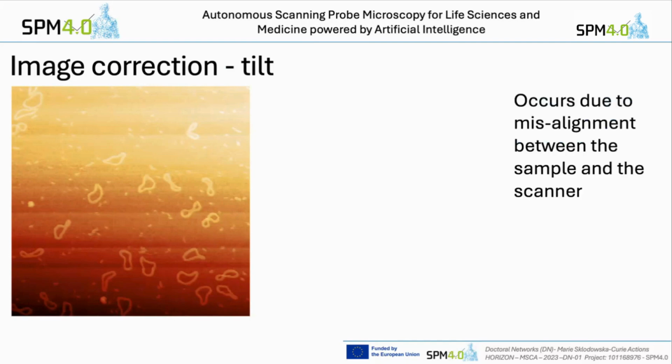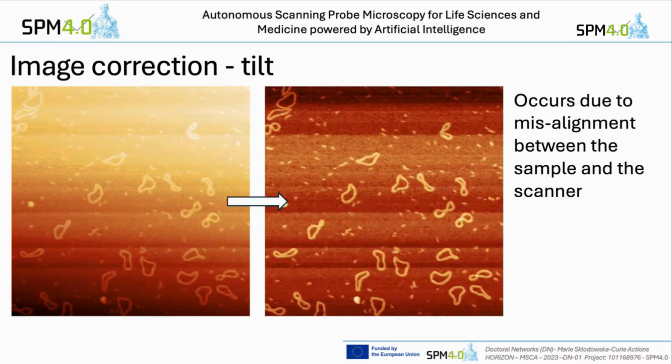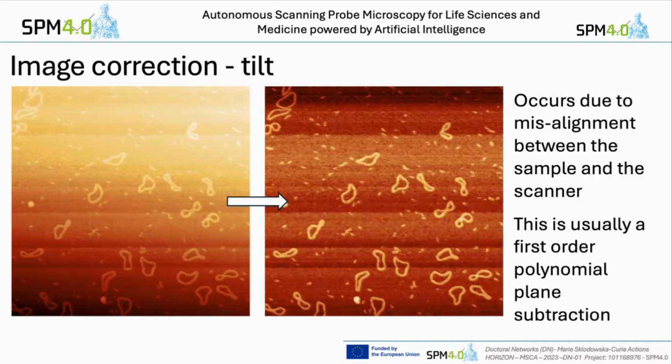We can see here that there's a big tilt across the surface. That's very simply because the plane of the scanner and the plane of the sample aren't perfectly parallel. So one will be at a slight tilt to the other, and that gives you this large tilt over the surface because nothing is ever completely flat. So the first thing we need to do is remove this tilt and flatten it out. This is usually done with a first order polynomial plane subtraction. You fit a first order polynomial and then subtract it from the image, and that flattens this large tilt that we see.